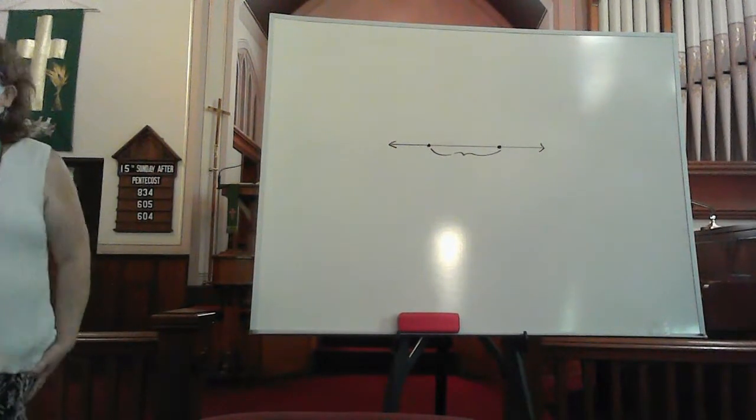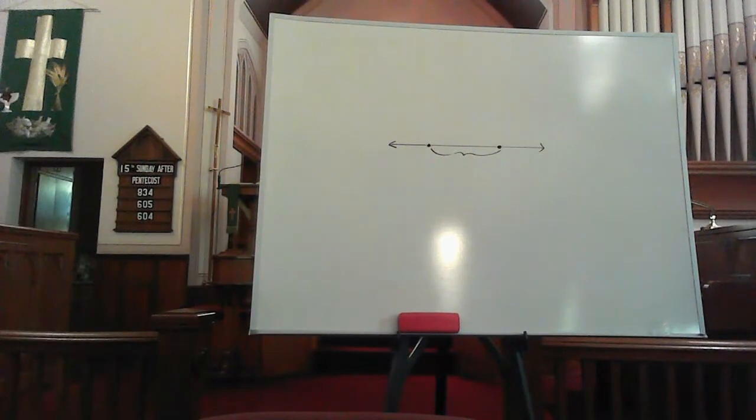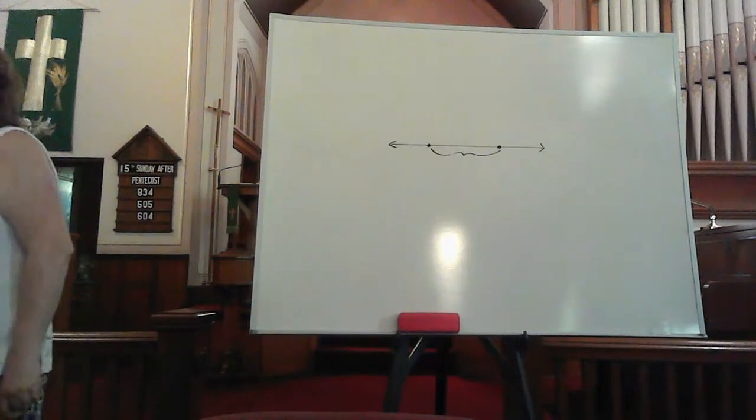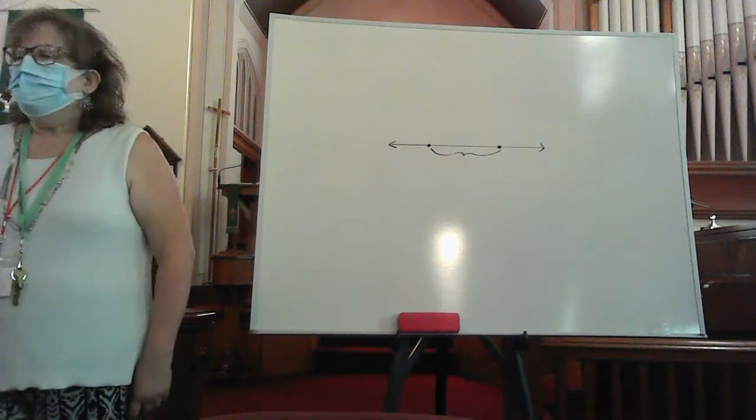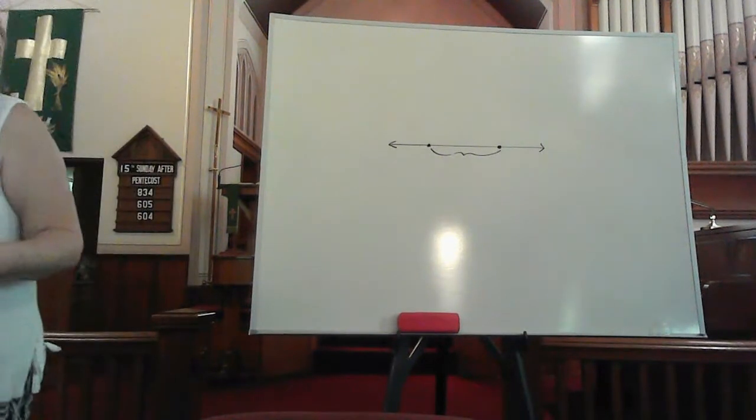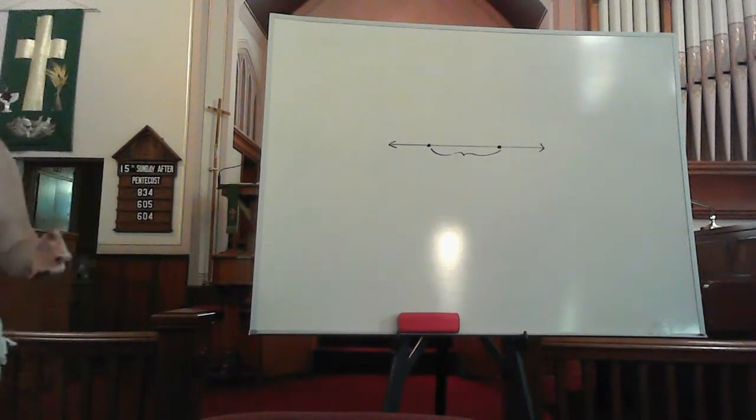You have probably heard this word, congruence. Does anybody know what it means? Something is congruent. Any ideas? Well, I will tell you. It means it's equal. Now you can have congruent triangles. You can have congruent squares, you can have congruent circles, you can have congruent segments.